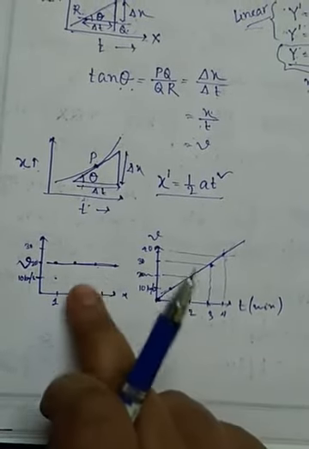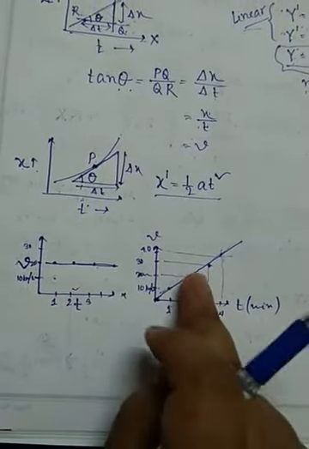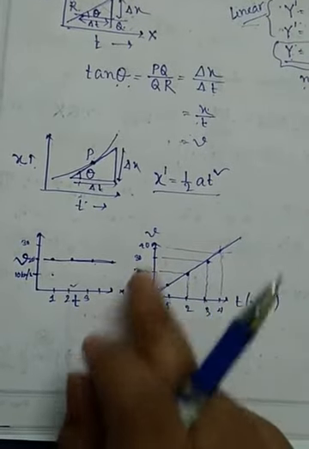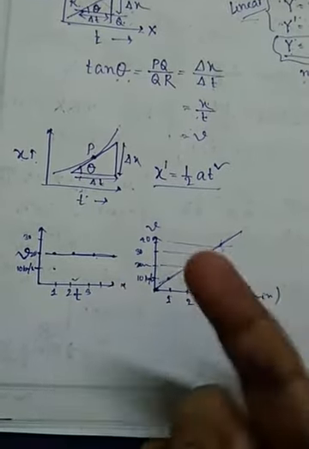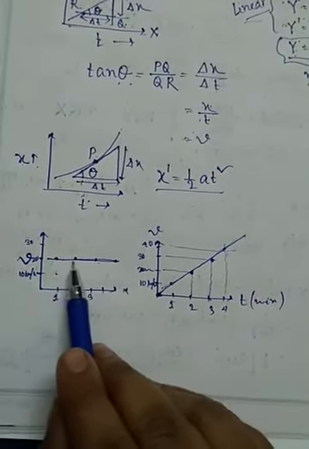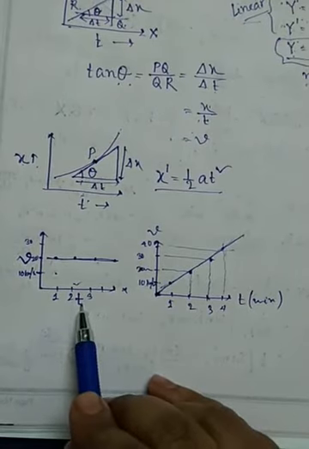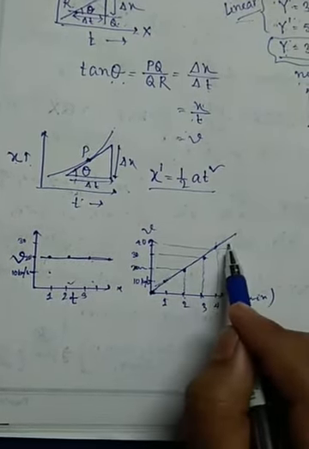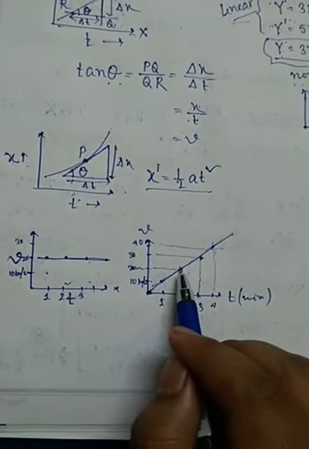You may say that this is parallel to the x-axis and this is not parallel to the x-axis, nor parallel to the y-axis or the velocity axis. So what is the actual difference, or what does that mean? That means the velocity here is not changing with time. That means this is a constant velocity, and here the velocity is changing with time. That means velocity is increasing.